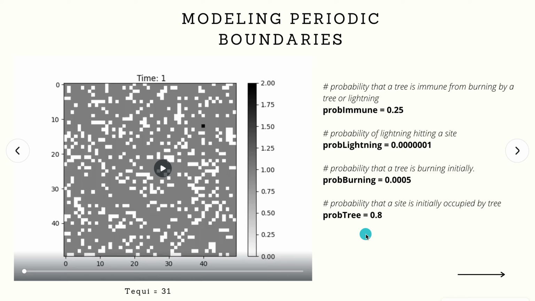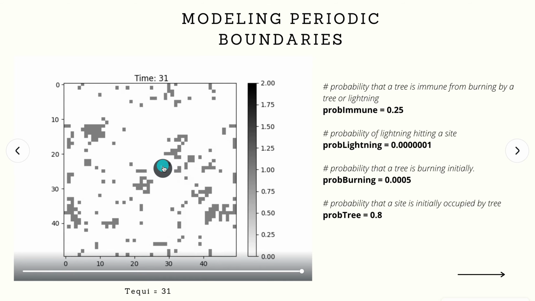a tree is 0.8. So that is essentially to say that 80% of the grid will be occupied by trees initially, as is the case in this simulation. And since the probability that a tree is initially burning is very small, we can see that one tree is initially burning. Now, when I play the animation, we can see that because of that one tree, after we reach equilibrium at time 31, a lot of the forest has been wiped out due to the fire that one tree had caused.